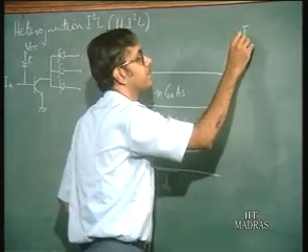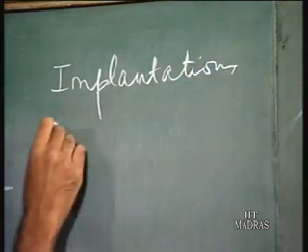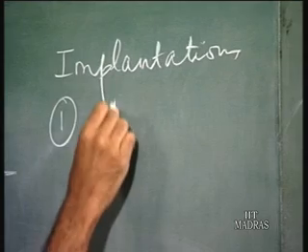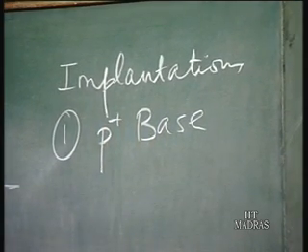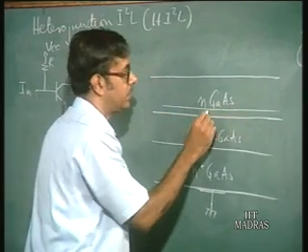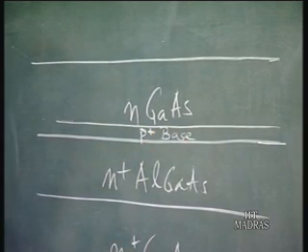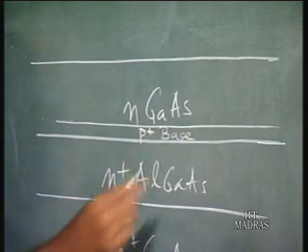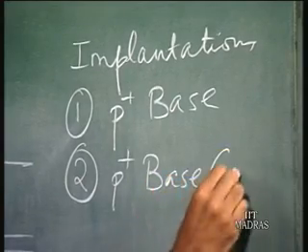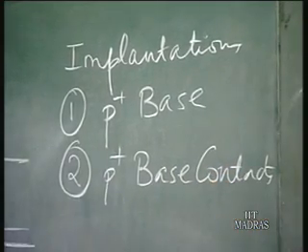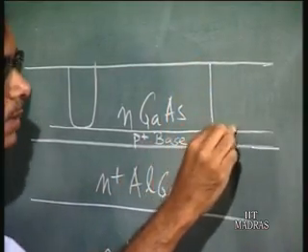Three implantations, one for the P plus base. So, what is done is this region is converted to P plus base, all right, and then you have the P plus base contacts. So these are the base contact regions.